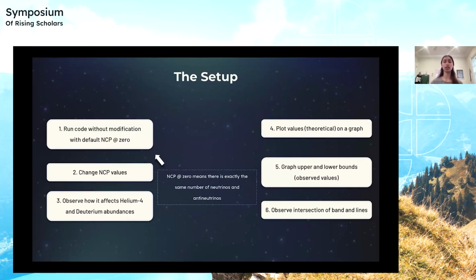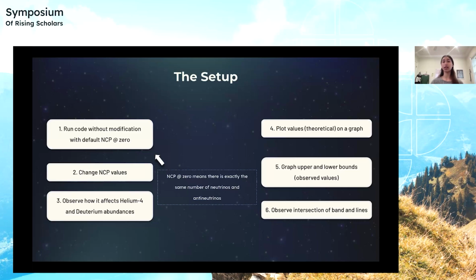Essentially, this was our control that we used to compare our value that we found later on. Then we changed the NCP values for both deuterium and helium-4, and we observed how it affected helium-4 and deuterium abundances. Then we took those values that we got and we plotted them on a graph. These were our theoretical values. Then we graphed the upper and lower bounds, which were our observed values.